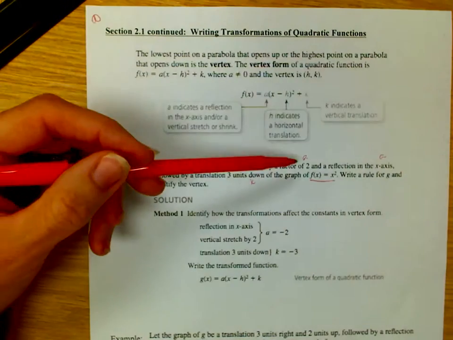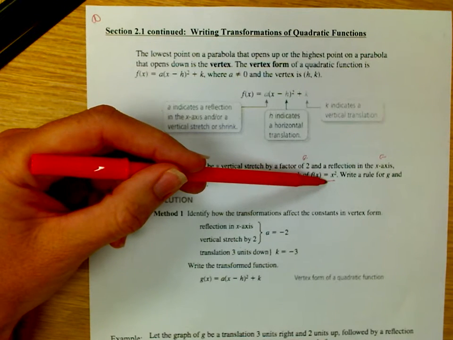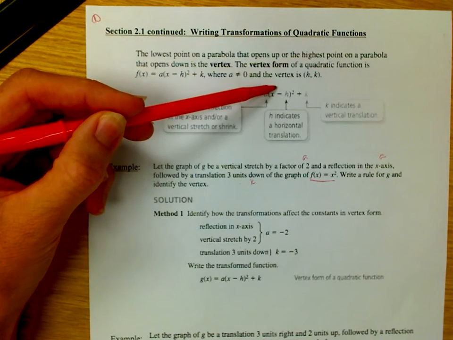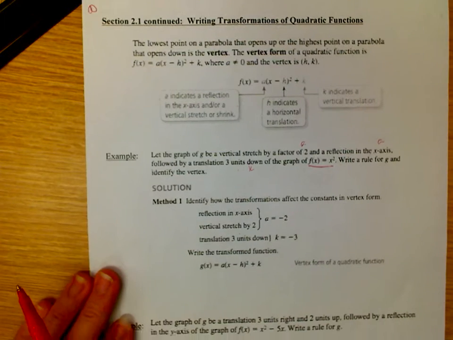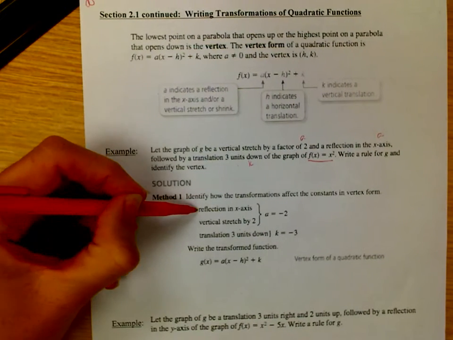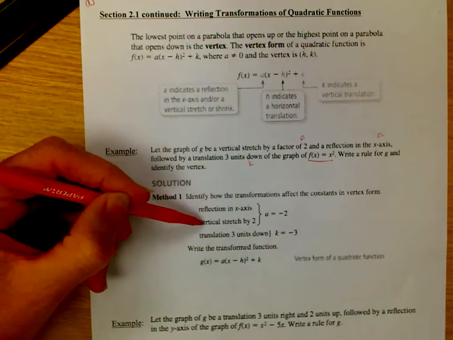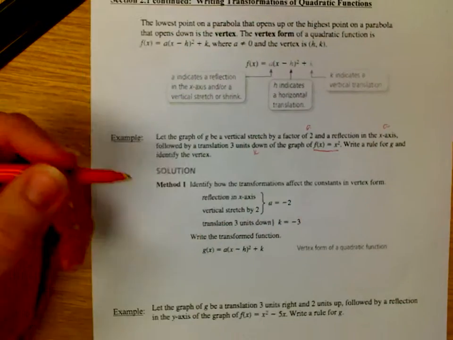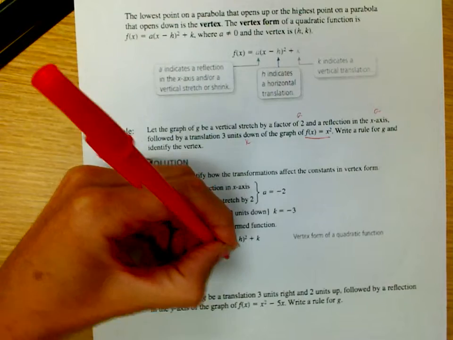And it says, of the graph of the function f of x equals x squared. That is your parent function. So if you start with the parent function, you can immediately write something that is in this form. It says, write a rule for g and identify the vertex. Well, what we just listed out is that a reflection over the x-axis causes our a value to be negative. A vertical stretch of 2 means that our a value is actually a 2. And so in my new function, I know that my a value is going to be a negative 2.